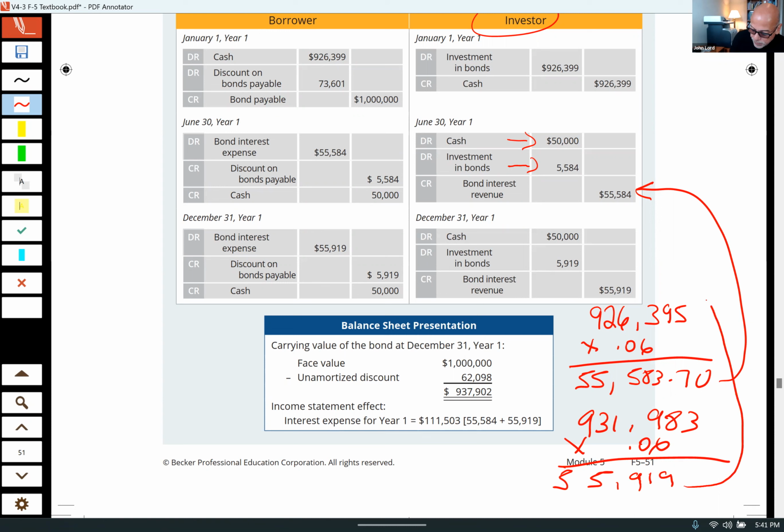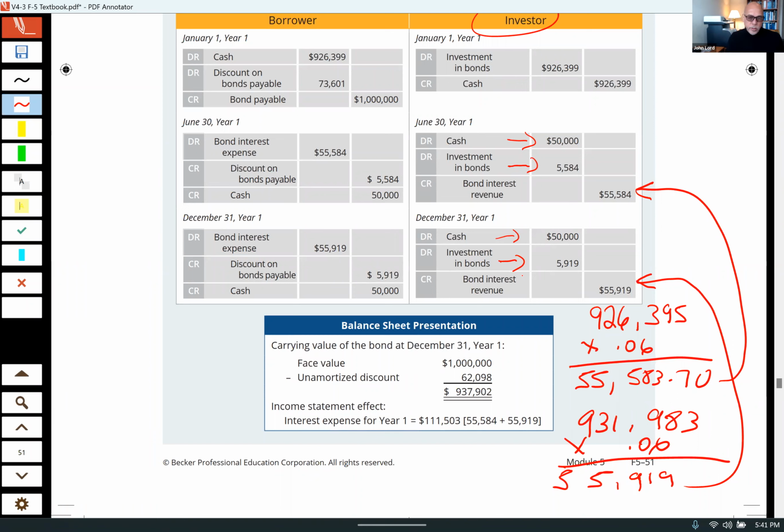That would give me what? That 55,919. The 50,000 stays the same. The difference will be adding to the carrying value of the bond and so on. And I would figure out the interest revenue for that next 6 months, increasing that carrying value of the bond, applying that market rate of interest.